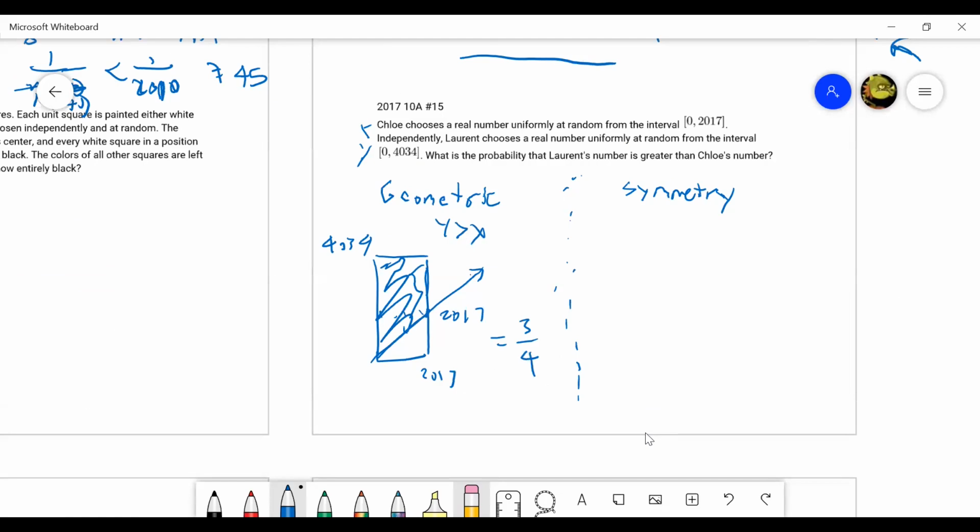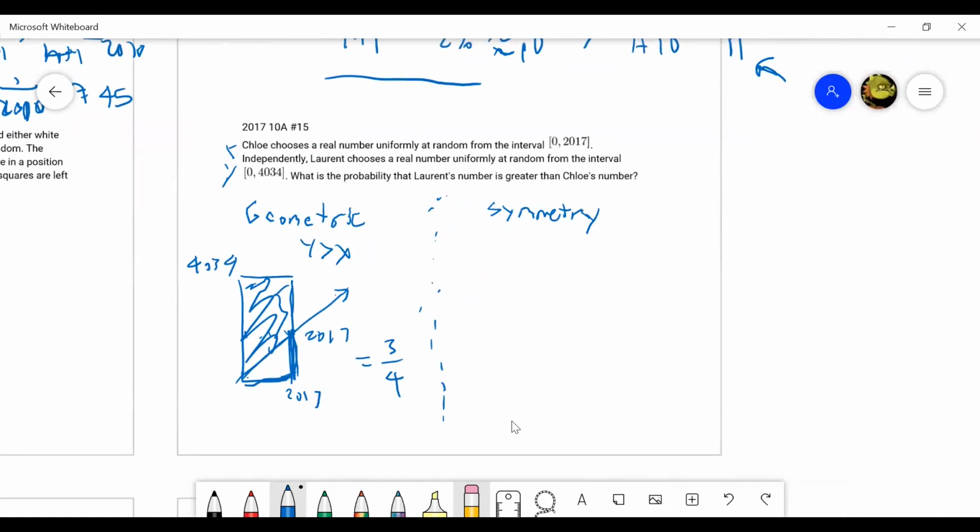And it's just 3/4, because this is half of the height. This is the entire base. So it's 1/2 times the base times 1/2 since it's a triangle, or 1/4 times the area of the rectangle. So the probability is just 3/4.